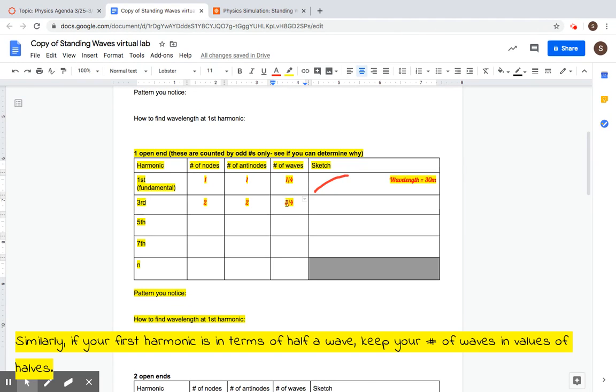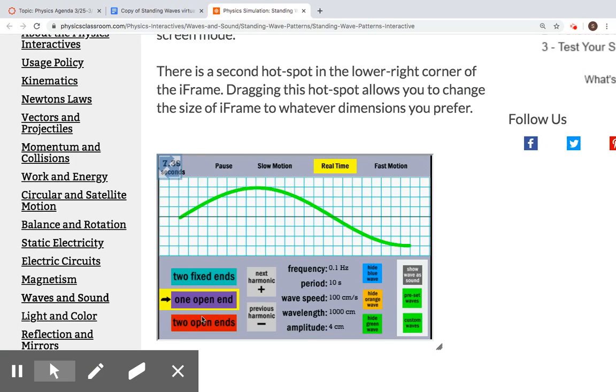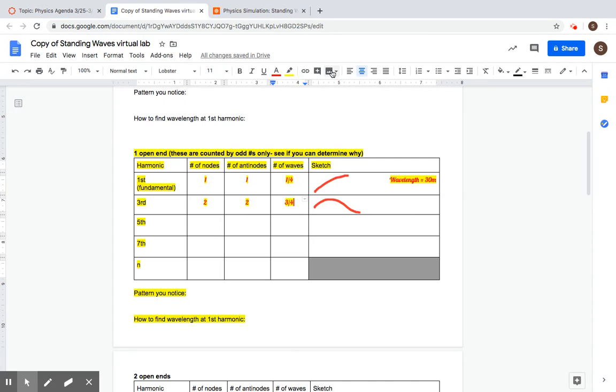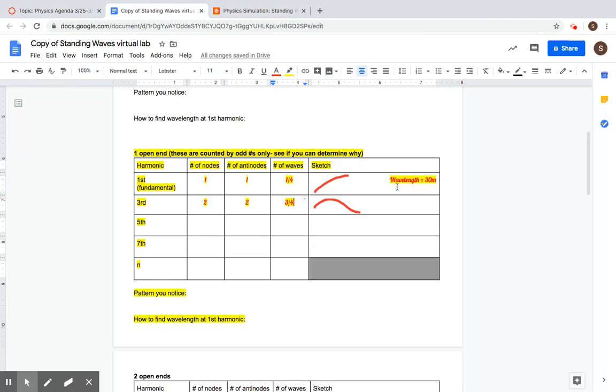And I'm going to draw my wavelength here. So it goes from equilibrium to crest, down to trough. Let me make sure that looks right. You can draw it the other way around, it would still be correct. Wavelength, again, I've got 1,000 centimeters, which gives me 10 meters. So I'm just going to copy this to save time, change that to 10.